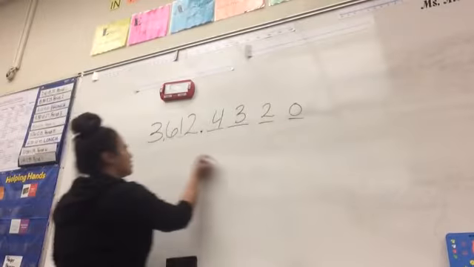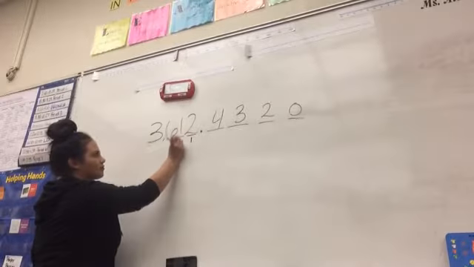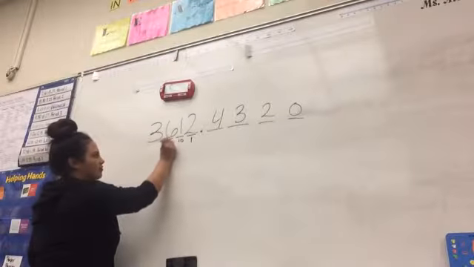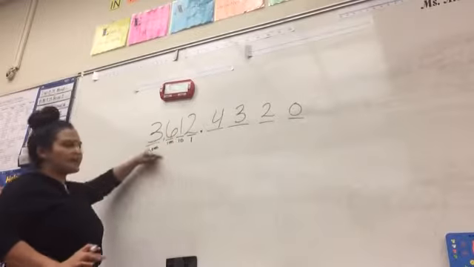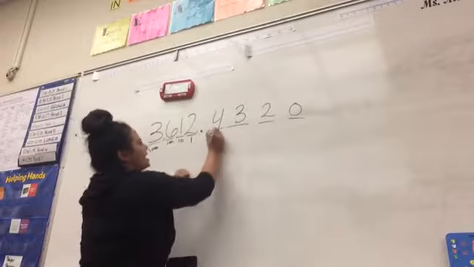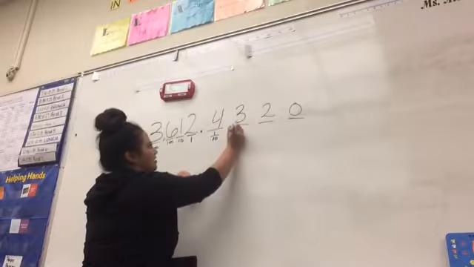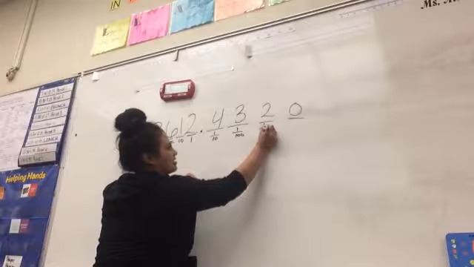3,612.4320. What place value is this? Ones. Tenths. Hundreds. Thousands. Okay, good. So we know this, right? Now moving to the right of the decimal point. Tens. Tenths. Hundreds. Thousands. 10,000.